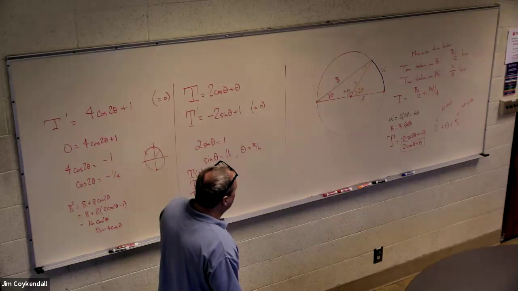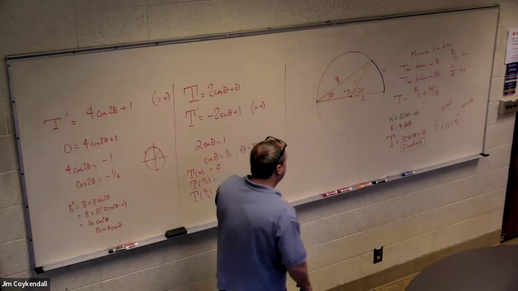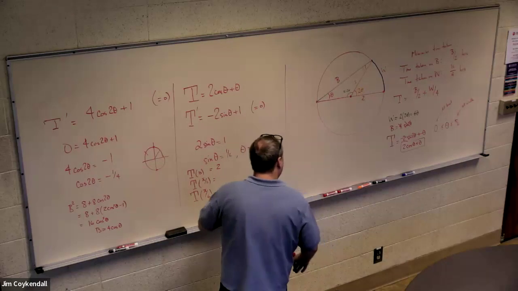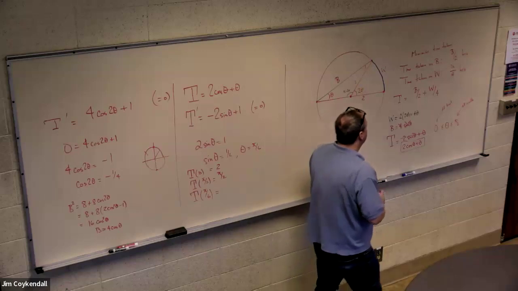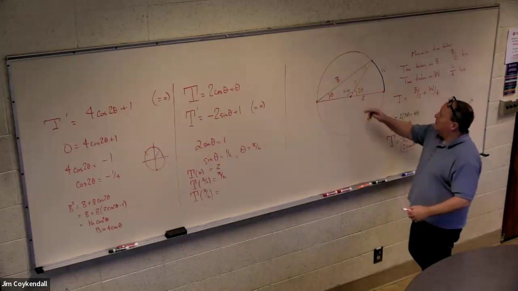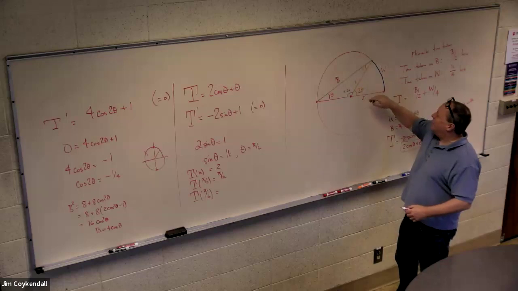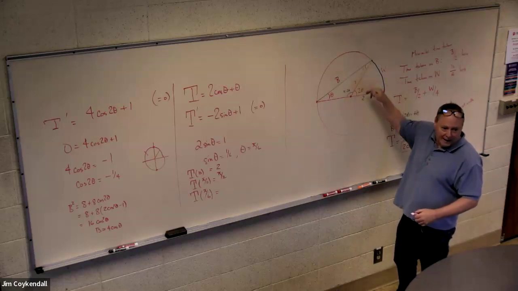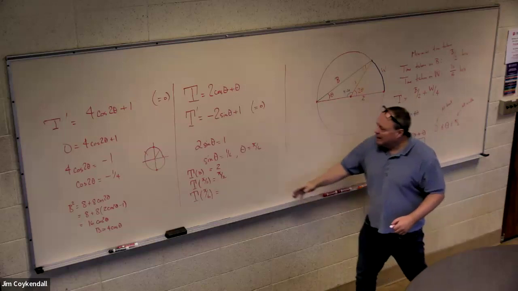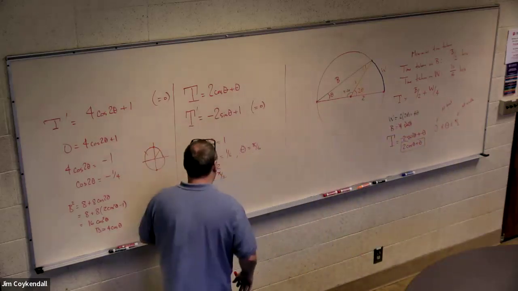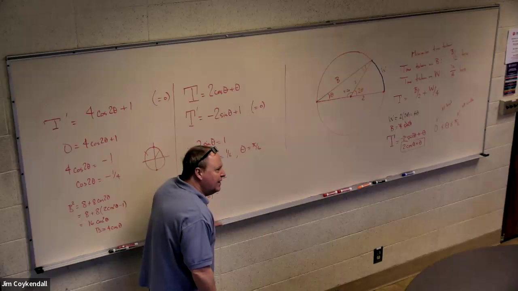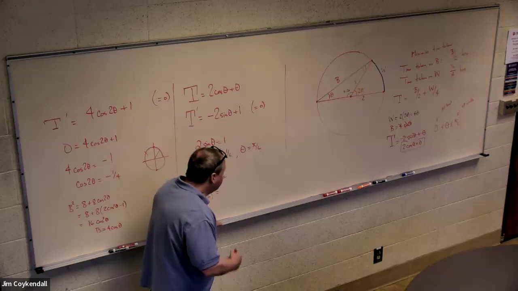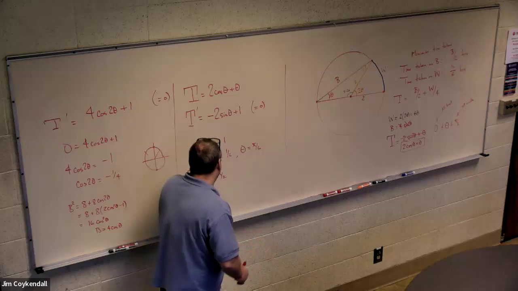At pi over 2, what do I get? When I plug in pi over 2 for theta, I get 2 cosine pi over 2, which is 0, plus pi over 2. This makes sense as well, because how far do I go? I go halfway around a circle of radius 2, that's 2 pi, divided by 4 miles per hour, pi over 2. So which is better? Pi over 2 is better. It's a little bit faster than walking straight.